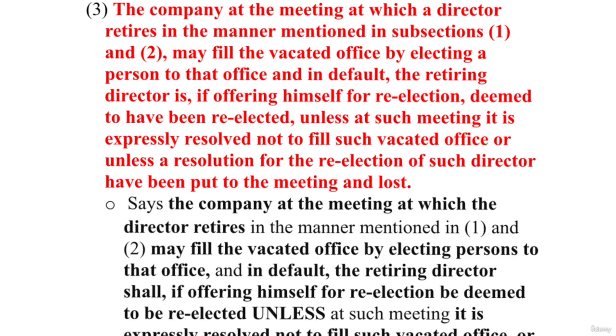So those are the 3 times that a director who is to retire under subsection 1 and under subsection 2 of section 285 of CAMA will not be re-elected. The provision says where he has been put up for re-election and he lost, or where there has been an express resolution in the meeting that he should not be re-elected, and number 3, where another person has been elected in his position. Do you understand?